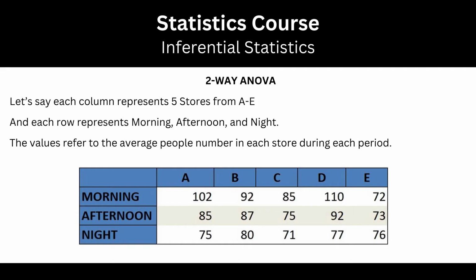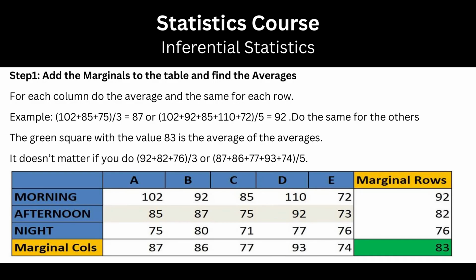So let's say each column represents the 5 stores from A to E, and each row represents morning, afternoon and night. The values represent the average people number in each store during each period. Step 1. Add the marginals to the table and find the averages. Confirm if you are correct with the cross value, total average.